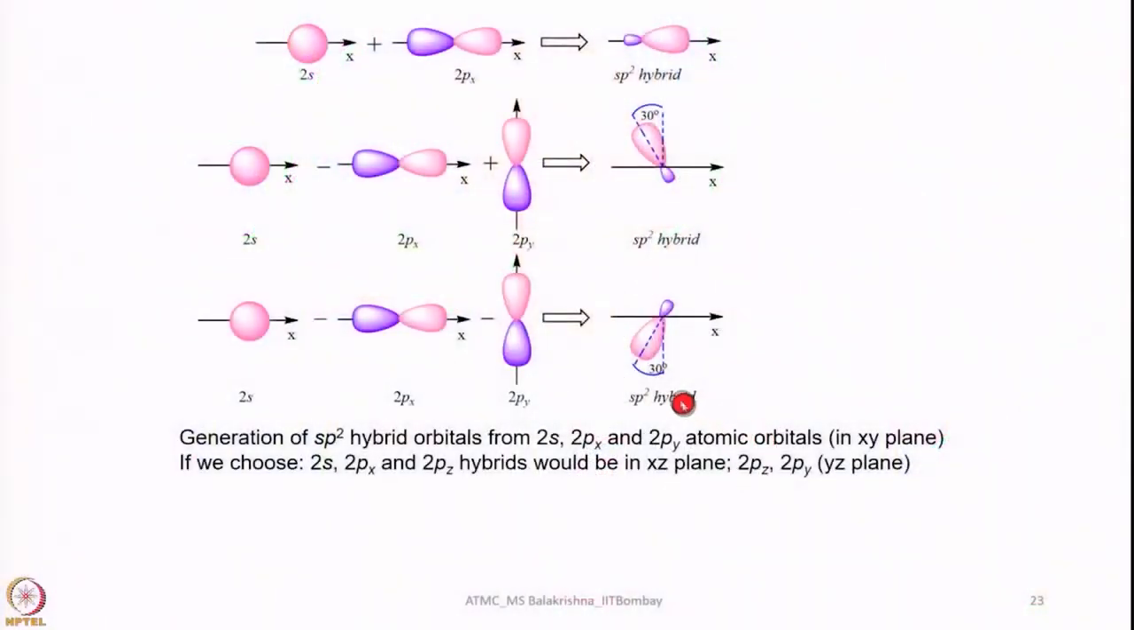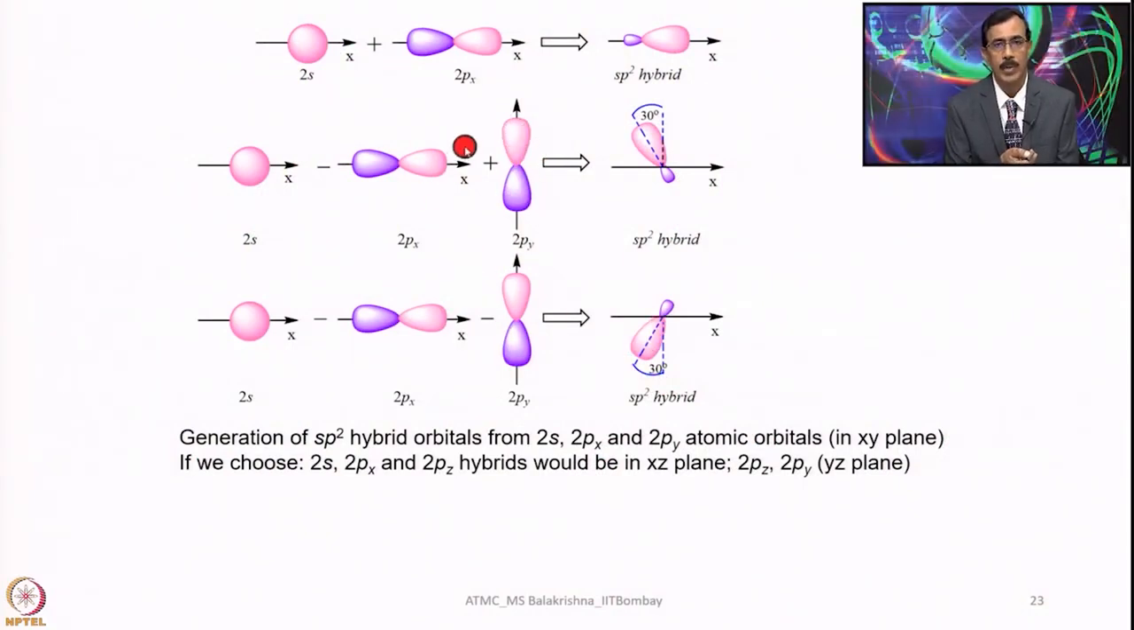Of course, one should be very clear that you can use any of these orbitals to explain, but you should be very clear about the directions and the plane in which you are placing these orbitals and the molecule. If you are considering x and y atomic orbitals, it will be in the xy plane. If you are considering y and z orbitals, the trigonal planar molecule will be along the yz plane, or if you are considering x and z, the molecule should be kept on the xz plane. That one should remember.